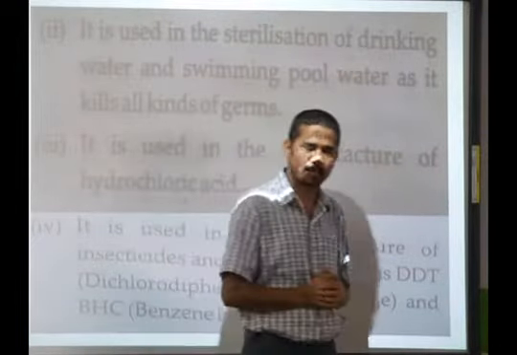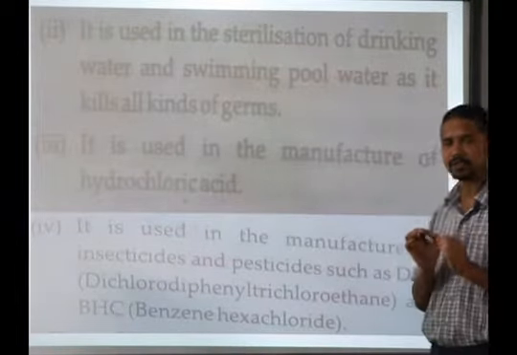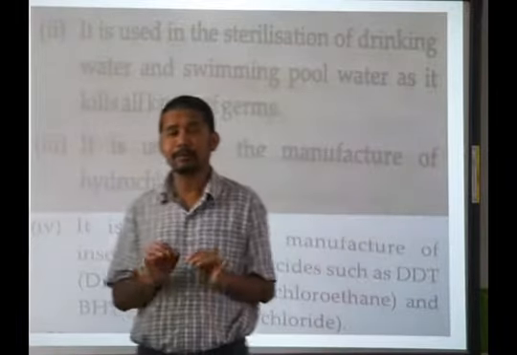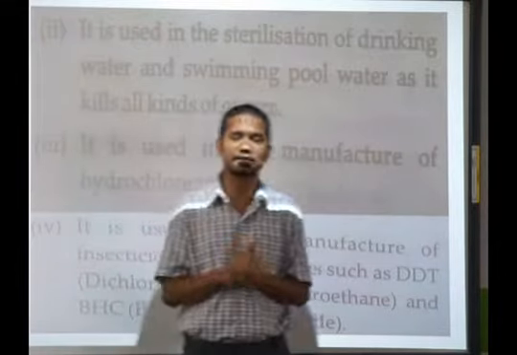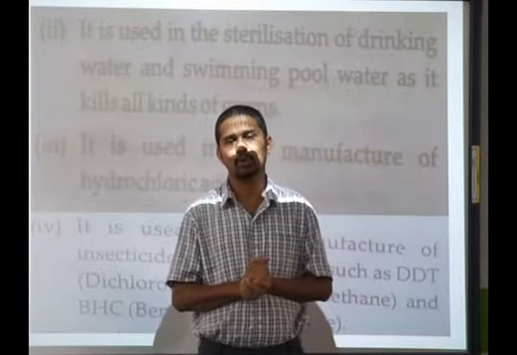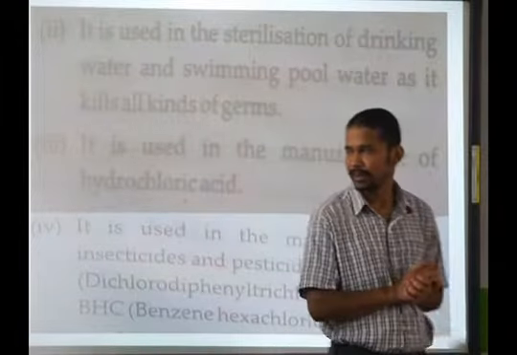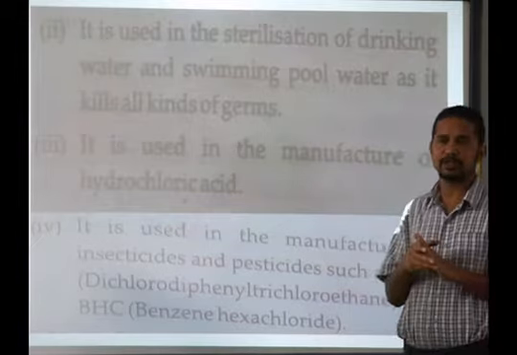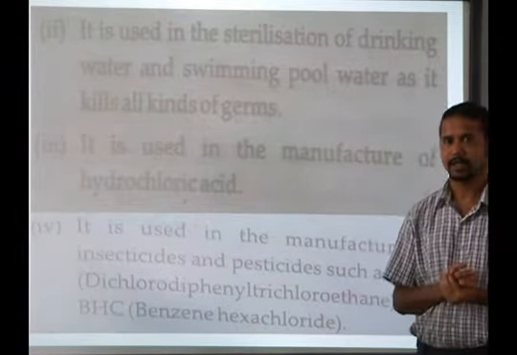Then it is used in the manufacture of hydrochloric acid. One of the very strong mineral acids is hydrochloric acid, and for making this acid, chlorine gas is used. Though chlorine is very poisonous and a harmful gas, it has many uses.